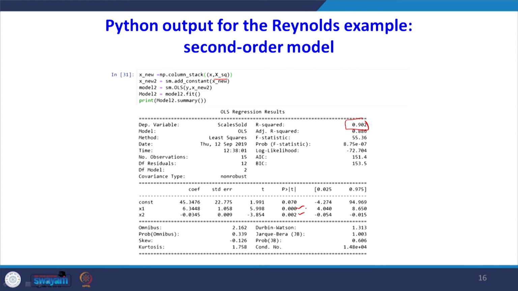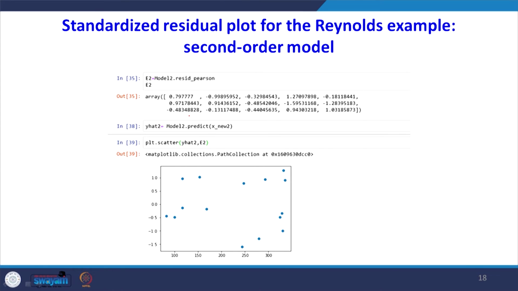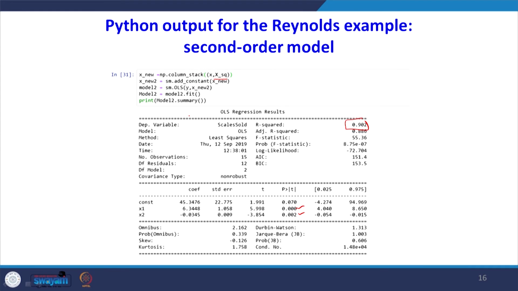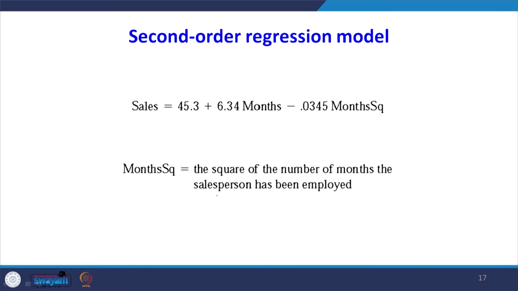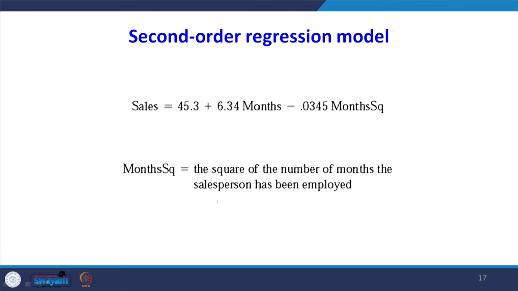Not only is this significance enough for us to decide whether the model is good or not, we should go for error analysis. So, what is the model which we have created? 45.3, 6.34 months. I'm going back. This was 6.34 months, then minus 0.0345, that is the squared value of month.